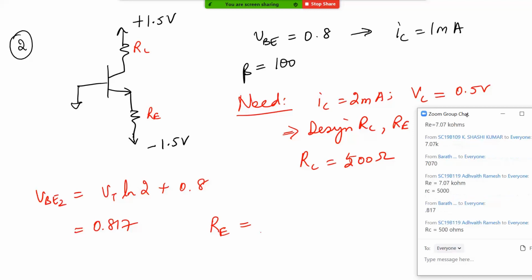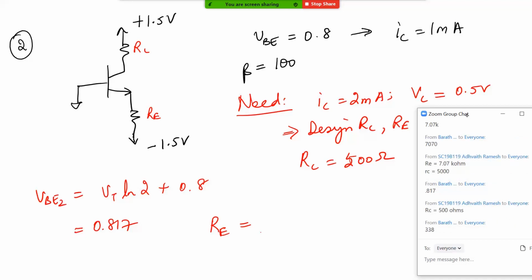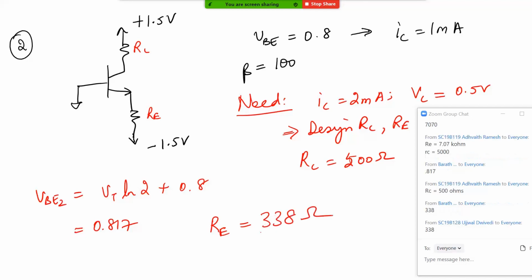So 338 volts, sir. You're right. You'll get basically 338 ohms. Okay.